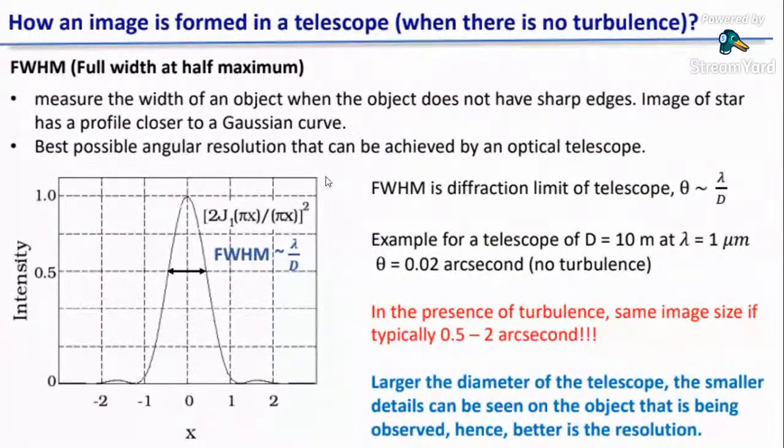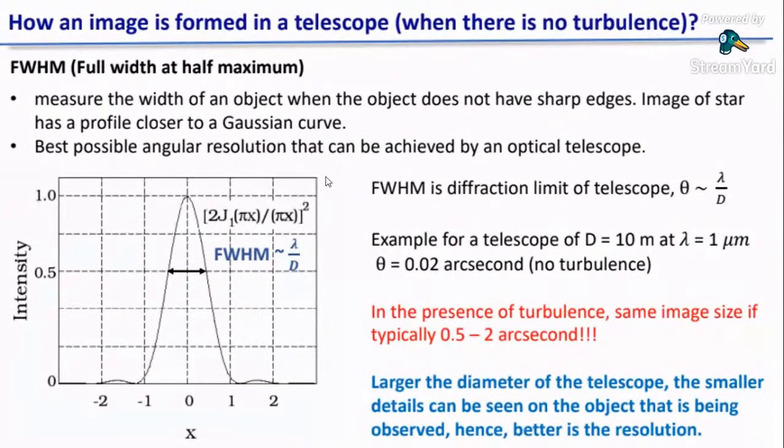So let us take an example. I have a 10-meter aperture telescope. Now let's talk about the larger telescopes with large diameters like 10 meters, 30 meters or so. In the case of a 10-meter telescope at lambda equals 1 micrometer, you can get an angular resolution of 0.02 arc seconds in case of no turbulence, which is pretty good. We can get a highly resolved image of some distant objects.